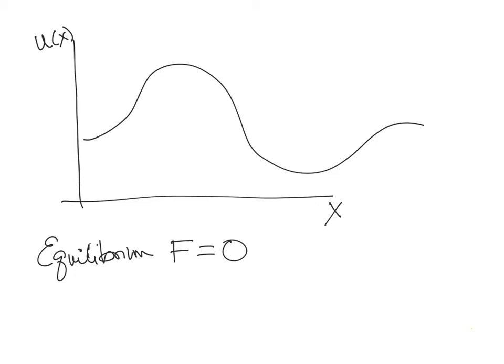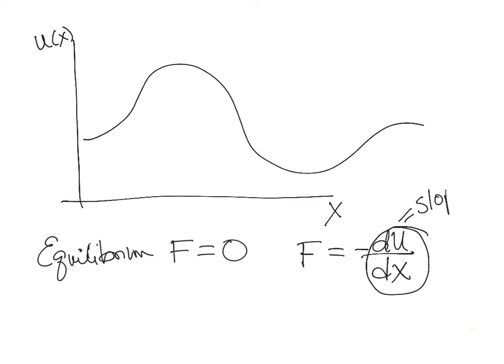Okay, well, do we know any relationship between F and U? I hope so. And that is the relationship. So if F is negative dU/dx and we have a graph of U versus x, what is that on the graph? And hopefully you realize it is slope, okay? So if it's equilibrium, then that means the slope has to be 0.